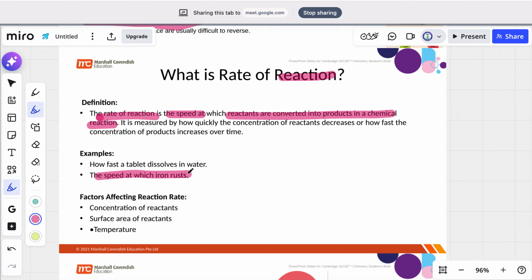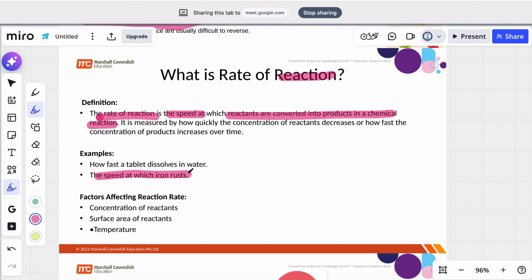What are those concepts that will increase the rate at which a reaction will take place, or will decrease the rate at which a reaction will take place? Number one is concentration of the reactant. So what do we mean by concentration of the reactant?